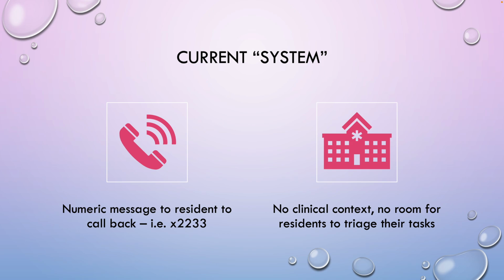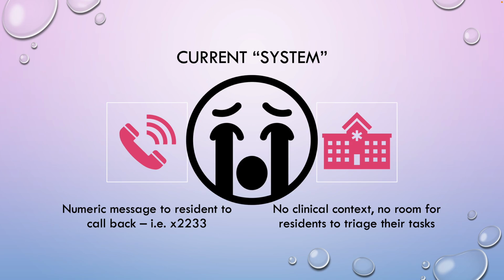Our current system is that we get a numeric page like 2233, and then we have to call them back, and we have no idea what they're paging us for. We have no clinical context, and there's no room for us to triage our tasks. When we get 4 or 5 pages in a row, if you're float or on a long call team that's getting admissions and you have patients that need help, and the nurse is paging you over and over again trying to get a response, you might not know what they're paging for, and so that's led to frustration.